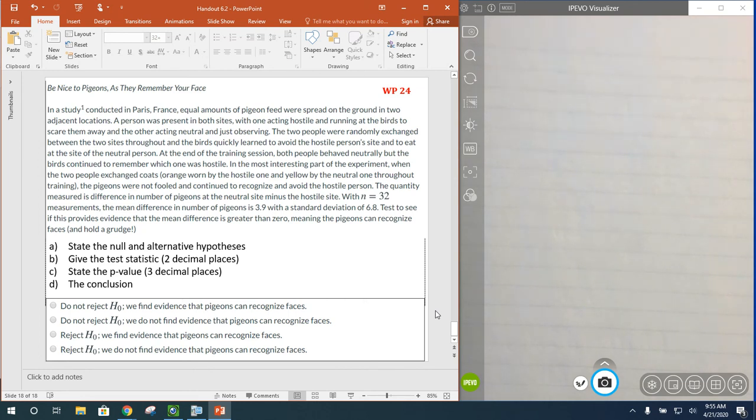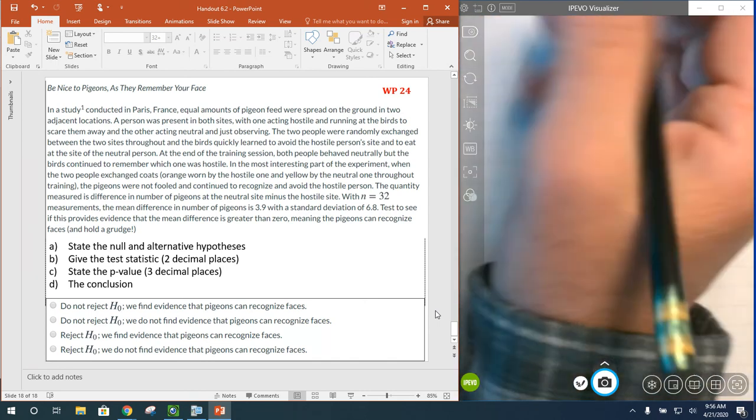In the most interesting part of this experiment, the two people exchanged coats, orange worn by the hostile and yellow worn by the neutral, throughout the training. The pigeons were not fooled and continued to recognize and avoid the hostile person. The quantity measured was the difference in the number of pigeons at the neutral site minus the hostile site, n equal 32 measurements. The mean difference in the number of pigeons was 3.9 and the standard deviation was 6.8. To see if this provides evidence that the mean difference is greater than 0, meaning that the pigeons can recognize the faces, state the null hypothesis, give the test statistic, state the p-value, and give the conclusion.